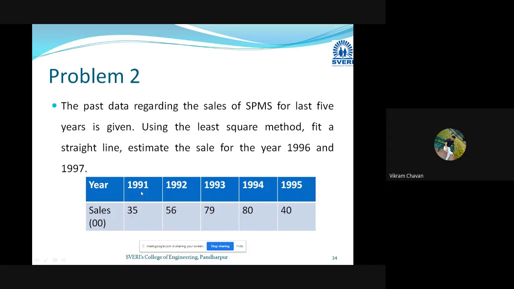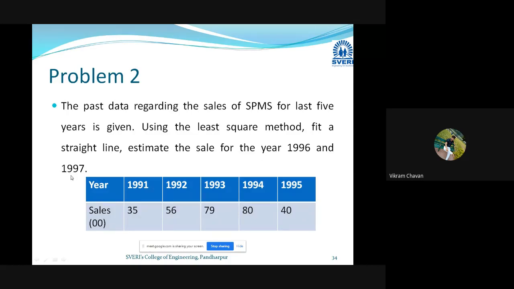So how many years are there? Total number of years is 5: 1991, 1992, 1993, 1994 and 1995. The sales value for 1991 is 35, for 1992 is 56, for 1993 is 79, for 1994 is 80, and for 1995 is 40. Then what will be the sales value for the years 1996 and 1997?